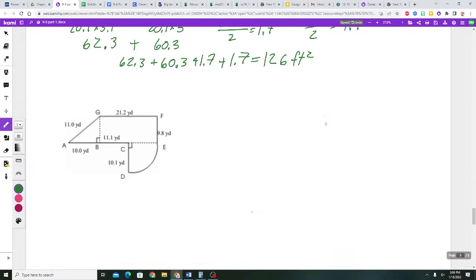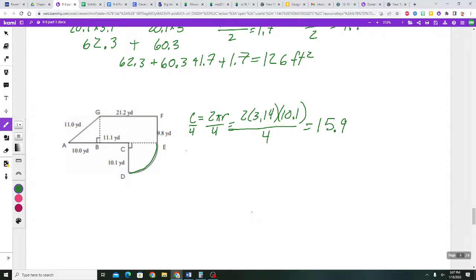Last shape to look at. Woo! This one's a doozy, but it's all labeled for us. So perimeter, we're going to need this quarter circle here. So remember, circumference of a quarter circle, we got the radius, so we're going to go 2 pi r divided by 4. So that's 2 times 3.14 times 10.1 divided by 4. Let's find out what that is. And that gives me 15.9.